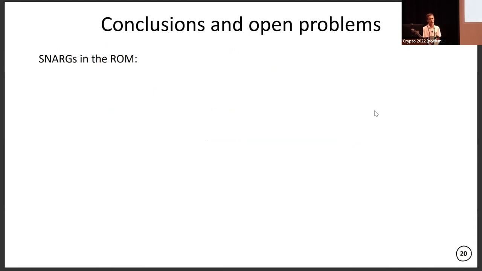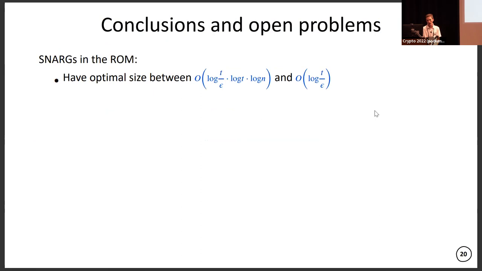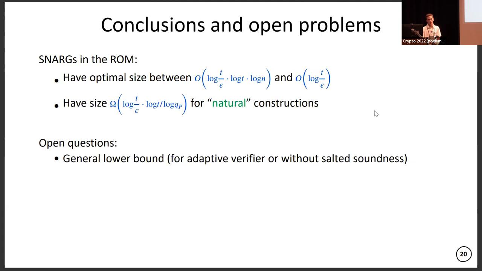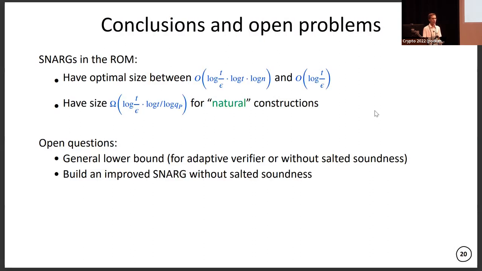We have SNARGs in the random oracle model with optimal size between log t over epsilon and t times log n times log q_P over epsilon, but for natural constructions, we have an almost matching lower bound. And it is left open to find a general lower bound without requiring non-adaptivity or salted soundness, or to improve our current constructions with a SNARG that does not have salted soundness and is indeed shorter in argument length. Thank you.